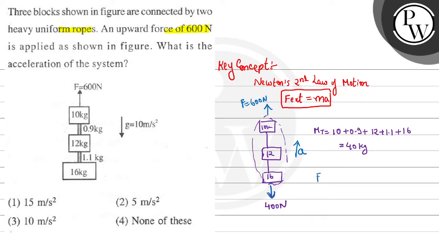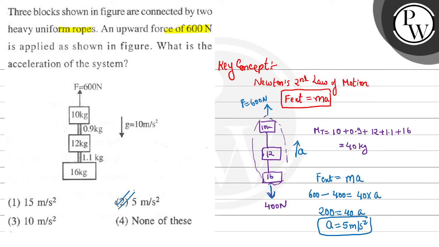So हम लोग लिखेंगे F external is equal to mass into acceleration. What is F external? It is 600 minus नीचे की तरफ लगेगा 400. Total mass हो रहा है 40 kg into acceleration will be A. So here we will write that 200 will be equal to 40 into A. 0 से 0 cancel out हो जाएगा and acceleration will be equal to what? It is 5 meter per second square. So it is matching with option number 2. So option number 2 is the final answer.